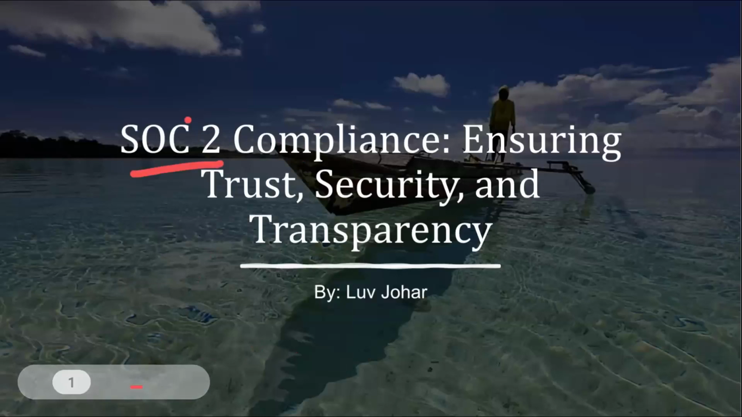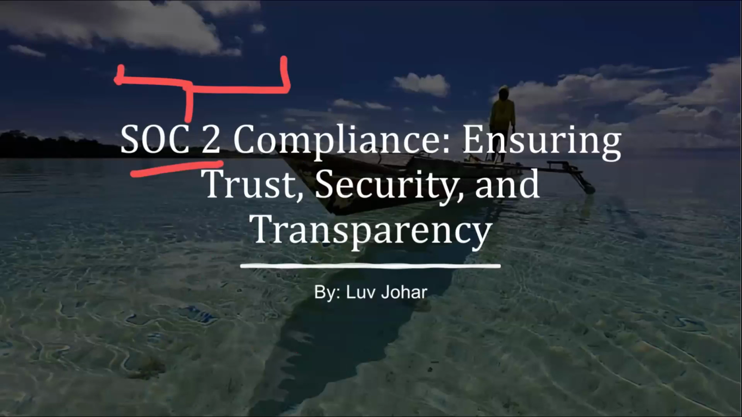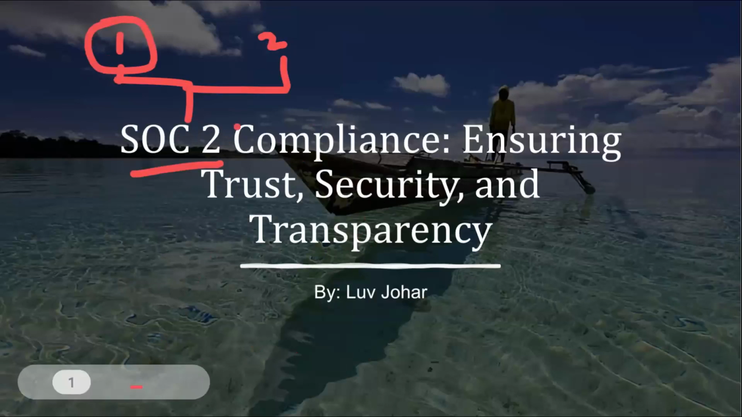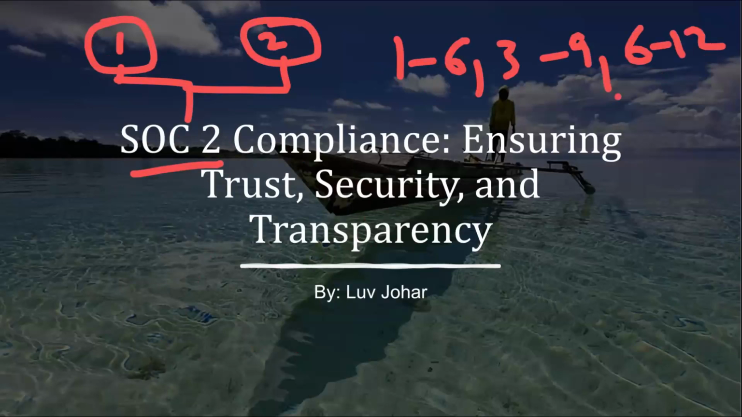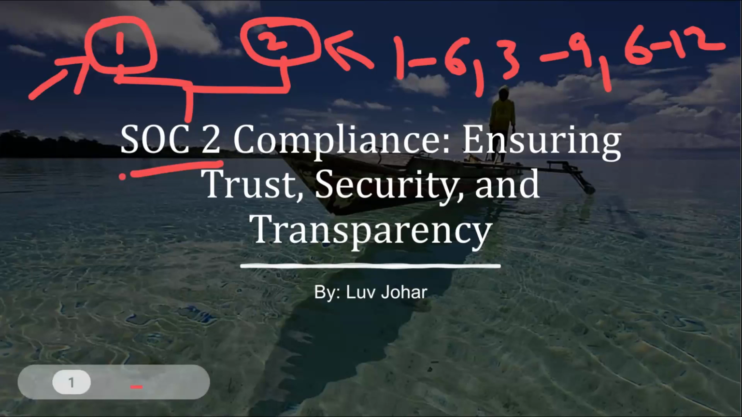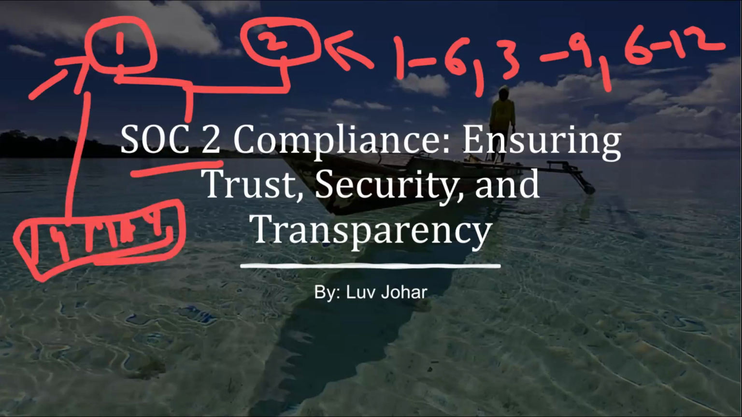Again, SOC 2 has two types, type 1 and type 2. The principle is the same. Type 1 is only a point-in-time effectiveness check, and type 2 is over a period of time, for example 1 to 6 months, 3 to 9 months, 6 to 12 months. Type 1 just checks whether the control is implemented at a particular point in time, for example on 14th of May, whether the control is present or not. That's it.